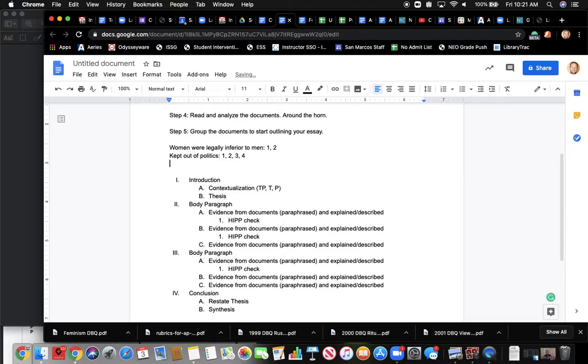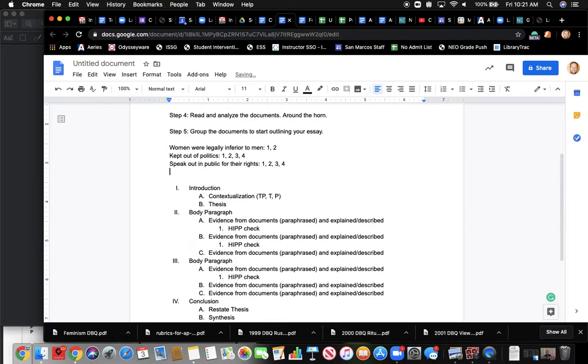But you also might start to see that women are going to begin to speak out in public for their rights. And honestly, documents 1, 2, 3, 4 are going to show that. You're going to see women begin to get violent, use violence to fight for political rights. That's going to be especially in documents 4, 5, 6, and 7.